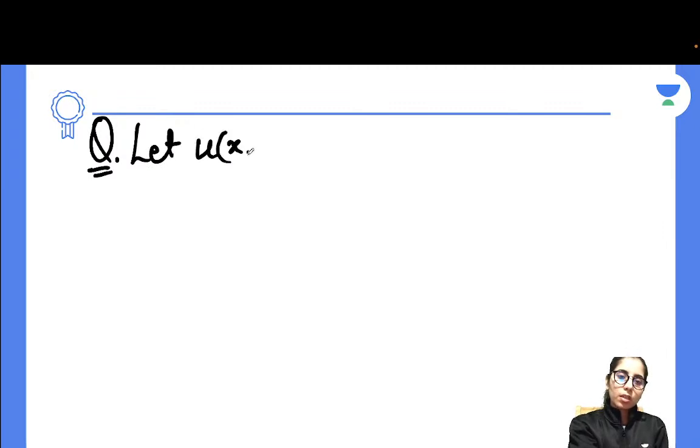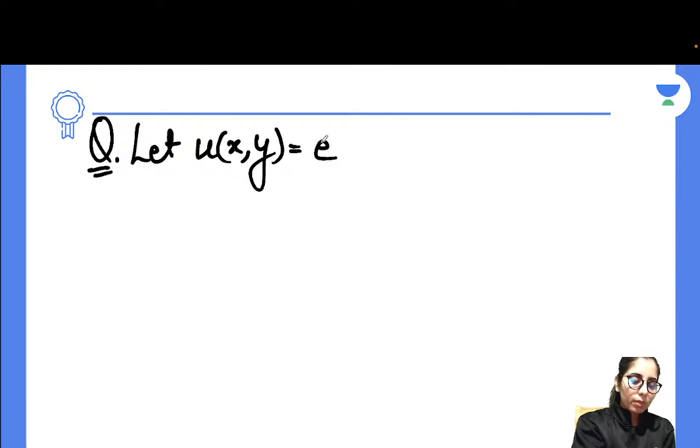Now the next one is here: let u(x, y) equal e to the power. Okay, I'll be writing it here. This is from the complex analysis part, guys, the one I'll be writing now.